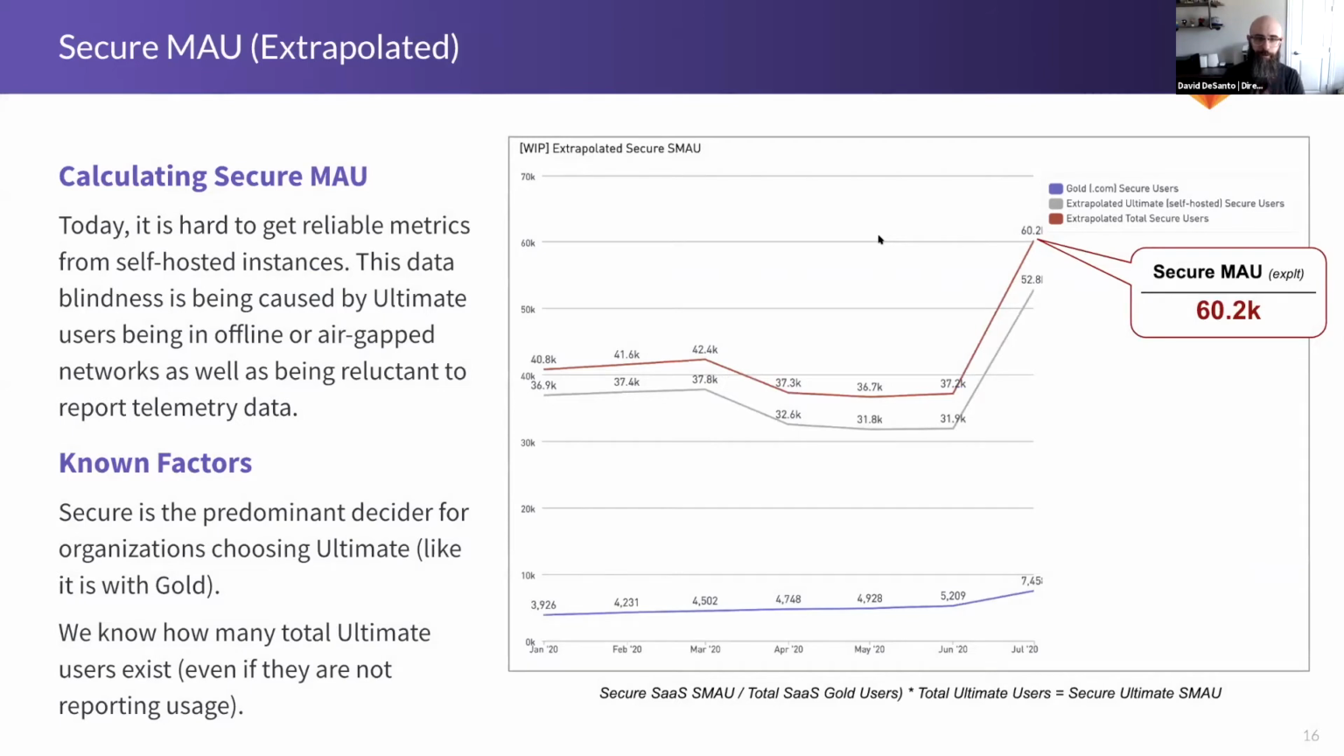Self-host is a little bit harder for us to capture. A lot of the secure users are in offline environments, or they have concerns about reporting data due to privacy. And so what we've been able to do is take the data that we see for .com and extrapolate what it would be for self-hosted. And we can do that because secure is predominantly a driver for Ultimate, just like it is for Gold. And we know how many total users we have for self-hosted. So from that, if you take that and you extrapolate out what that would look like, it actually brings us to over 60,000 monthly active users. That's an incredible feat for us in just a short amount of time.